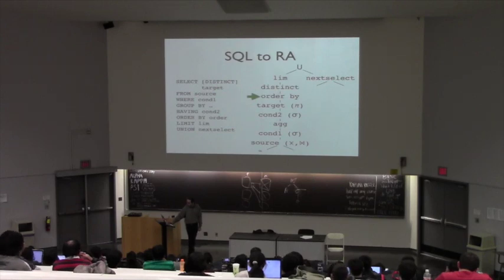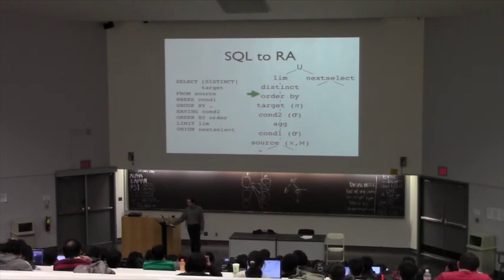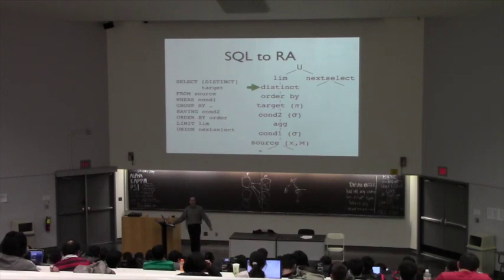So basically we've gotten through most of this. The next step is order by. There's an order by clause. You need a sort operator in there. If there's a distinct in there, you're going to need a distinct operator. And if there's a limit clause, you're going to need a limit operator. Nothing fancy here.